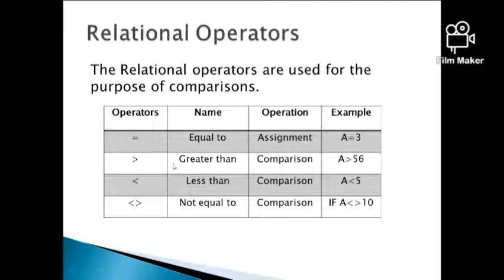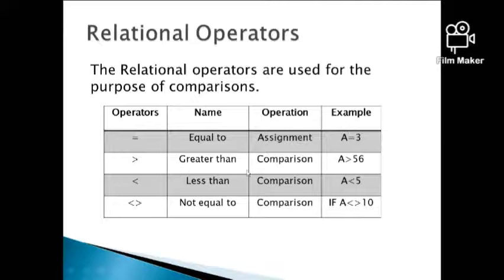This operator is known as equal to and the operation of this operator is assignment. Example is A equal to 3. It means A equal to 3 means that now the value of A will be 3. Here A is the variable, as you know, and 3 is the constant. If I write here A equal to 4, then A will be the variable and 4 will be the constant. So a variable can be changed during the execution of the program.